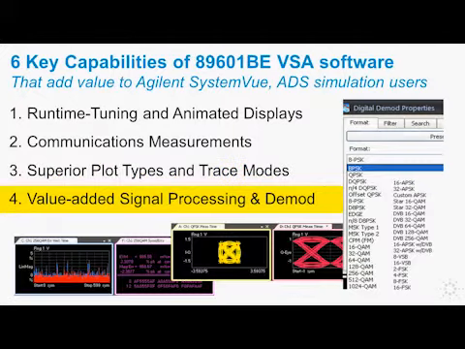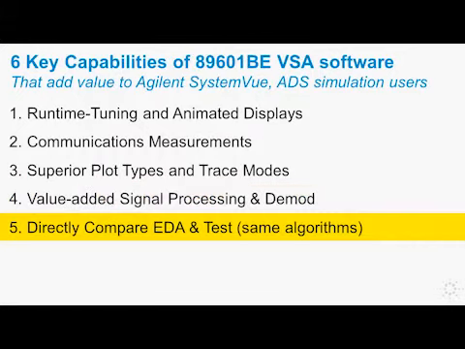There's also demodulation of 37 different modulation formats, as well as clock recovery, equalization, filtering, resampling, and a lot of other value-added signal processing that allows you to get true EVMs and constellations and eye diagrams. And with the number of algorithms that are involved in a sophisticated communications measurement, it's possible to directly compare between EDA results and test results because you're using the exact same algorithms.